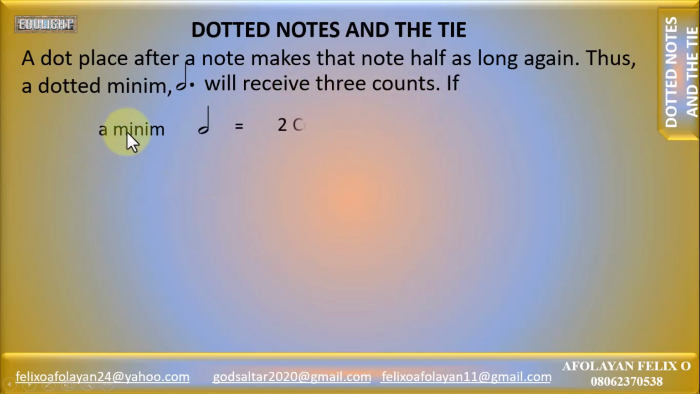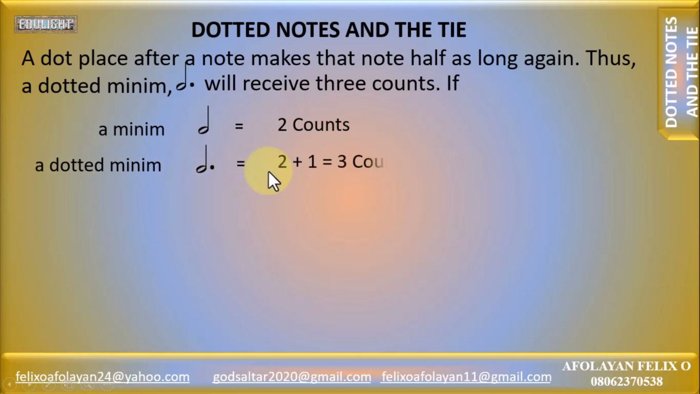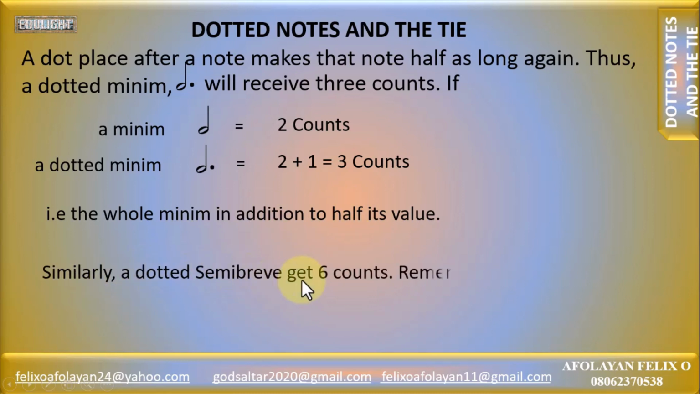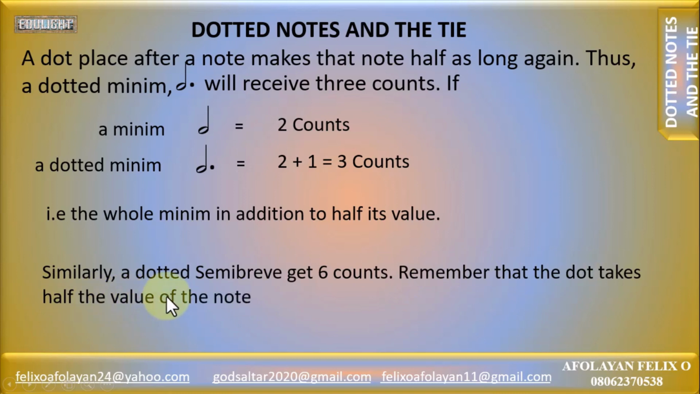If a minim is 2 counts, then a dotted minim will be equal to 2 plus 1, and it's going to be 3 counts. That is, the whole minim in addition should have its half value. Similarly, a dotted semibreve gets 6 counts. Remember that the dot takes half the value of the note. The semibreve, because of this dot, will be 4 plus 2, making it 6 counts.